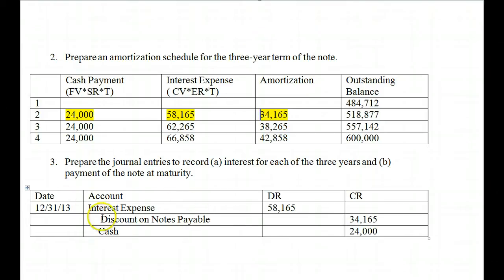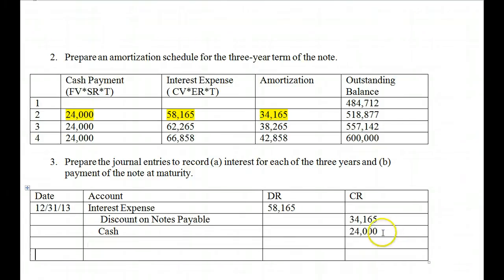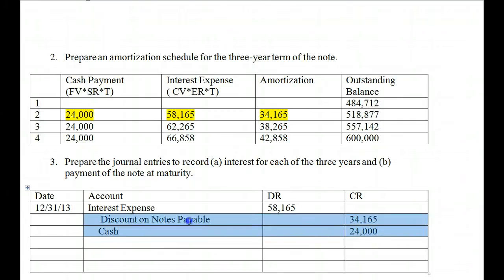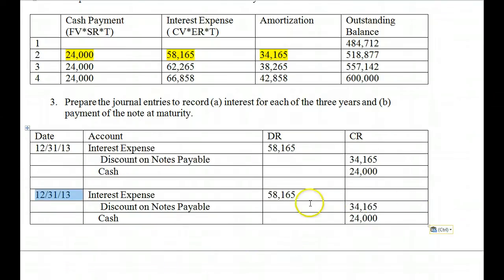Now, what would we do 2014? You do the exact same entry. And again, I said I was going to cheat just a little bit. I'm simply going to copy this over, paste it into a new cell here, and the only thing you have to fix is our number: 62,265 would be my interest expense, and then my amortization would be 38,265. All right, and that would be December 31st, 2014.